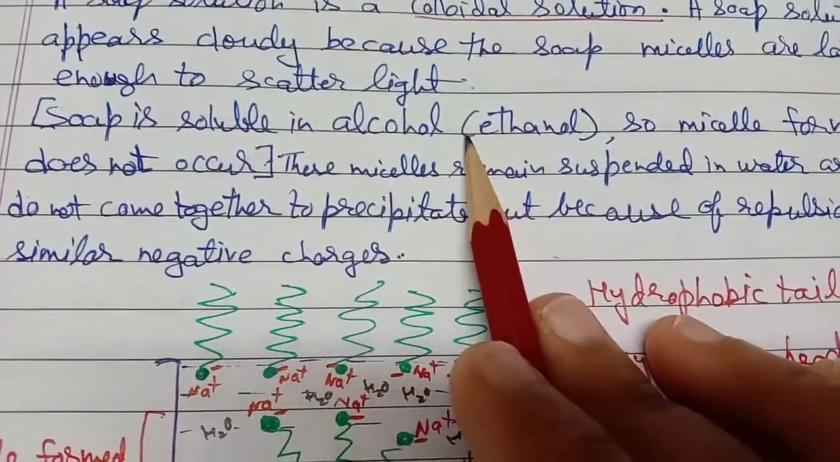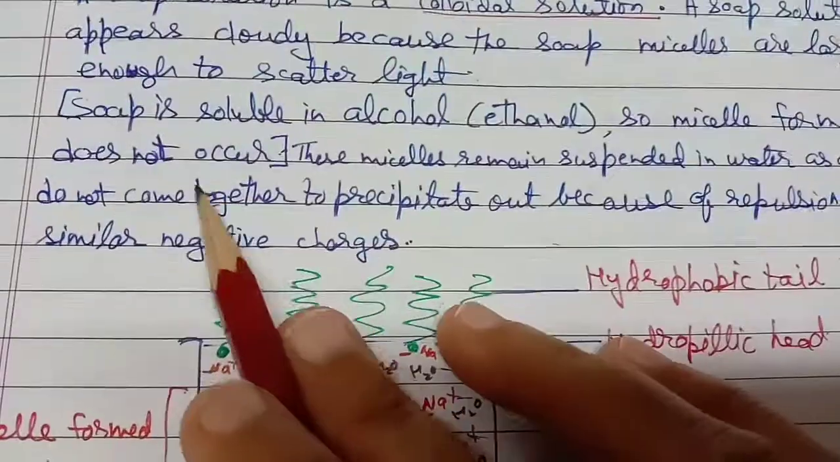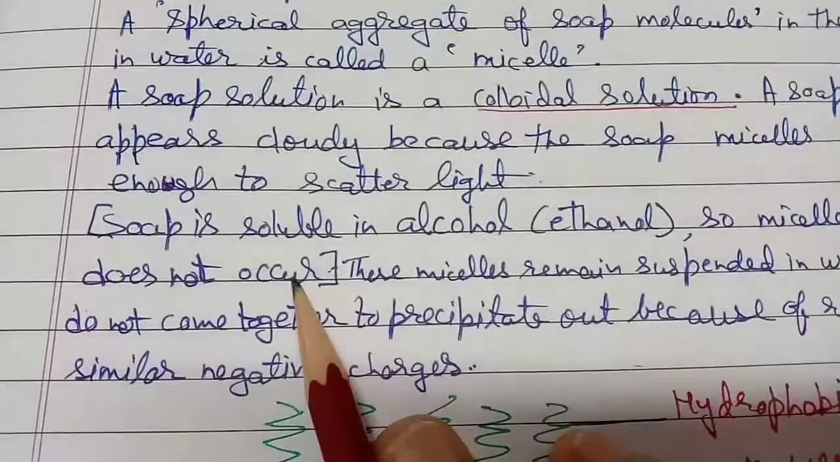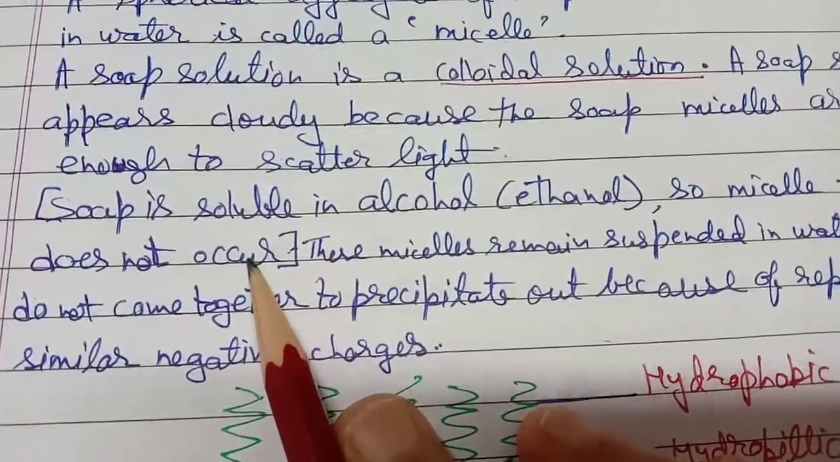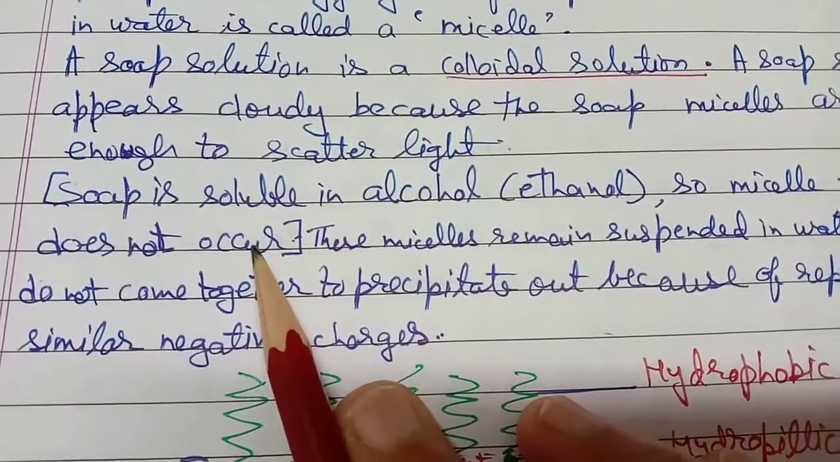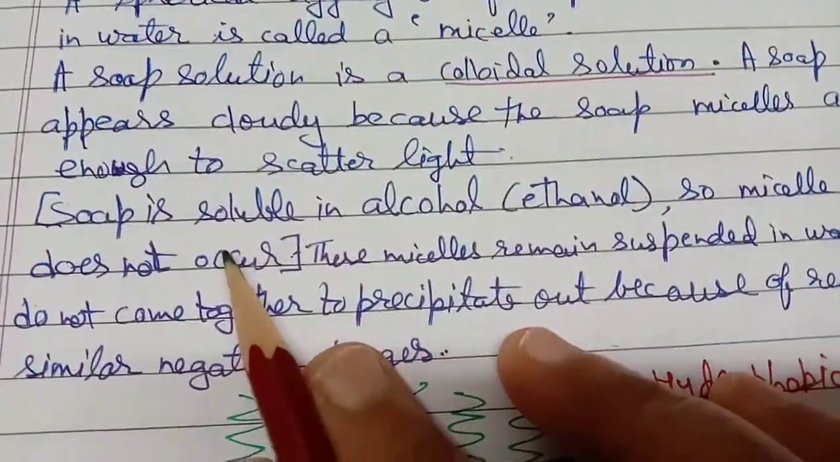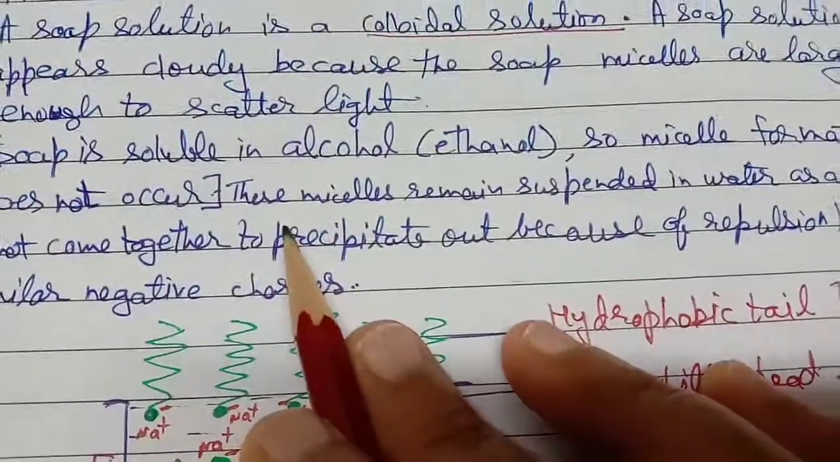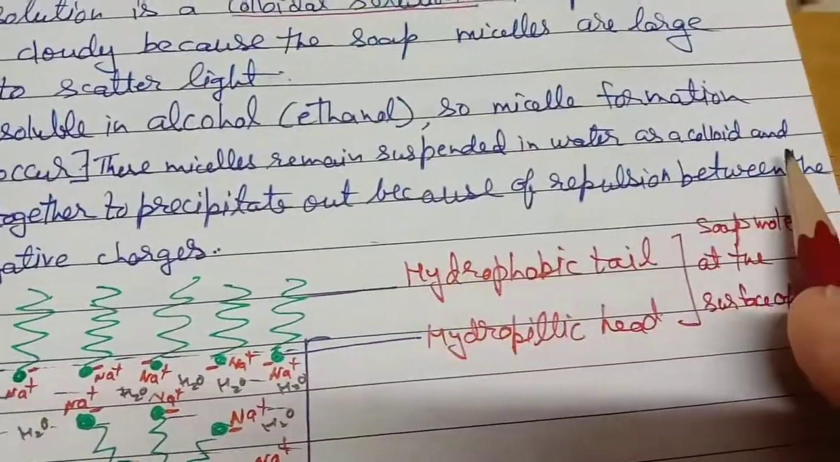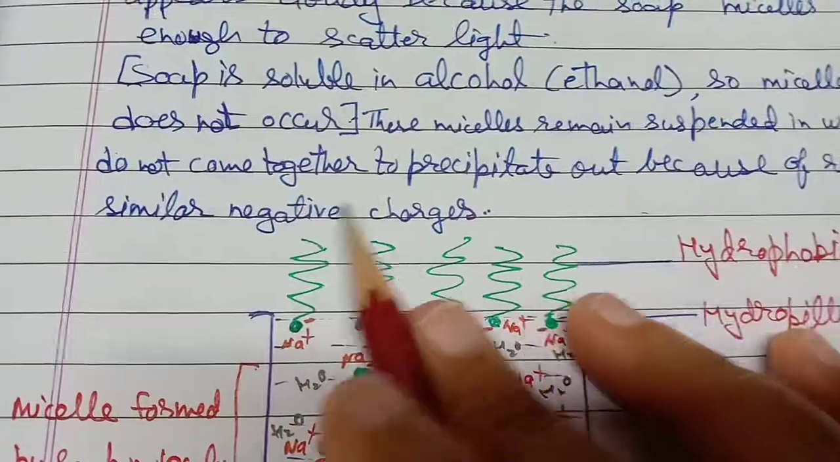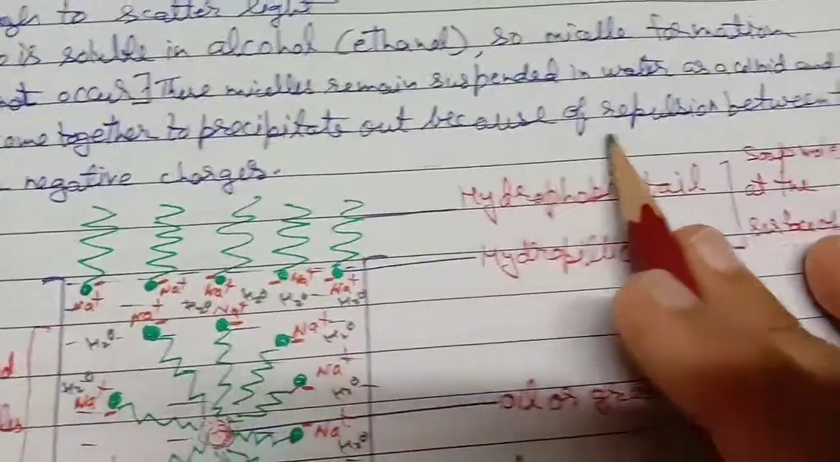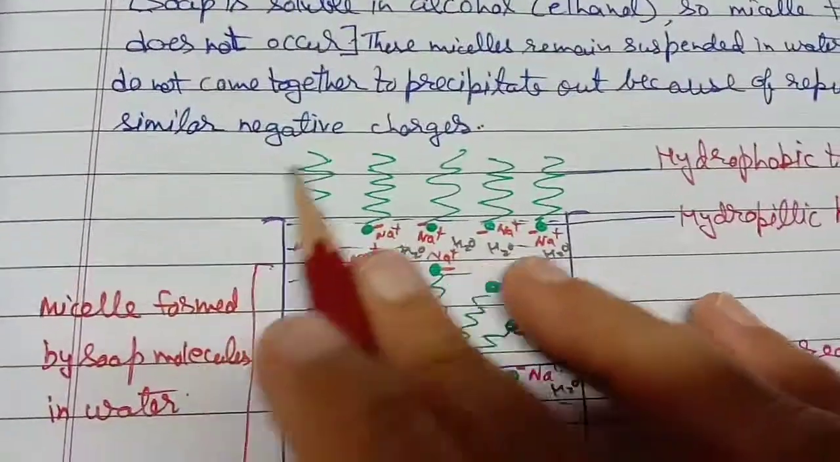Soap is soluble in alcohol, ethanol. So micelle formation does not occur. Is it possible that you dissolve soap in alcohol and micelle formation will be there? No, because soap is soluble in alcohol. These long hydrocarbon ends are soluble in alcohol. These micelles remain suspended in water as a colloid and do not come together to precipitate out because of repulsion between the similar negative charges.